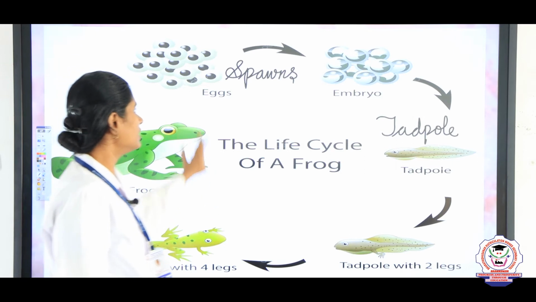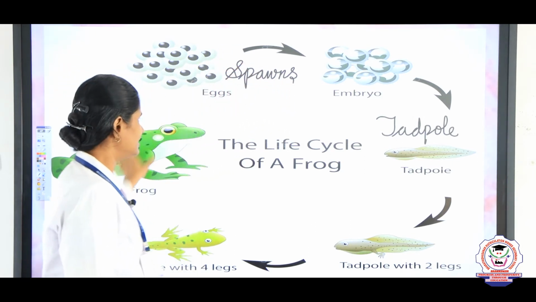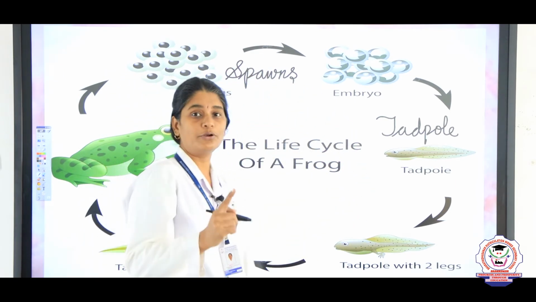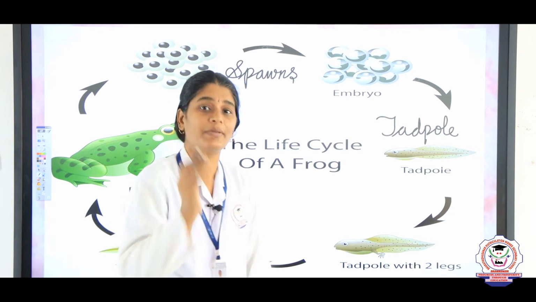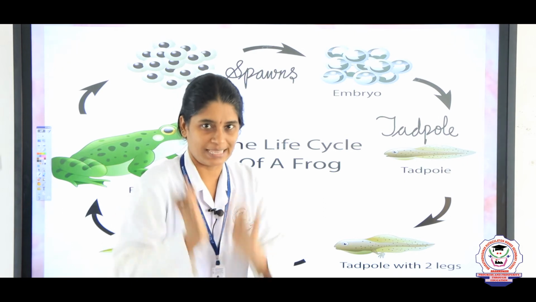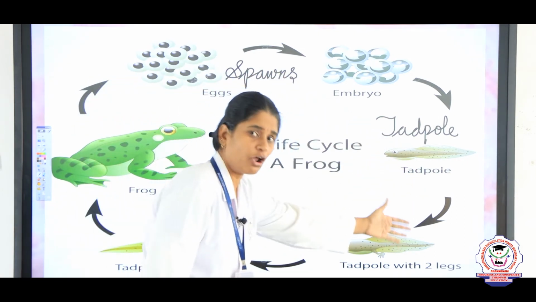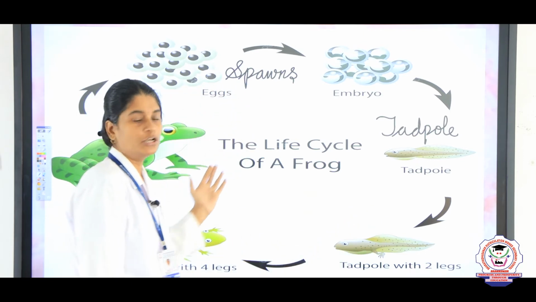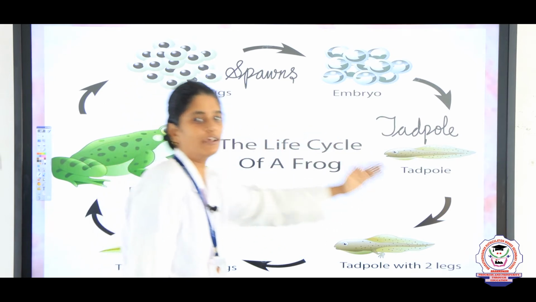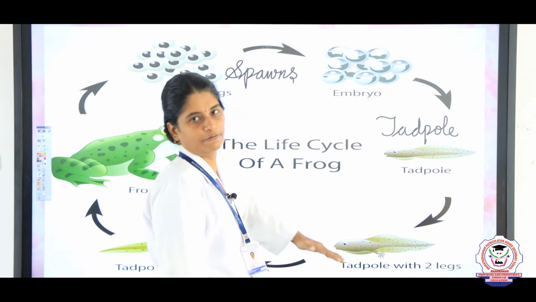So here we learned what spawns are. Spawns is nothing but a cluster of eggs. So this change is also a metamorphosis, right. I already told you metamorphosis means a change from a younger form to an adult form. The same way here also we can see the younger form of the frog is changed into an adult form, right. So this is also a metamorphosis. Metamorphosis means changing of a younger form to an adult form. Even the frog undergoes metamorphosis, right.